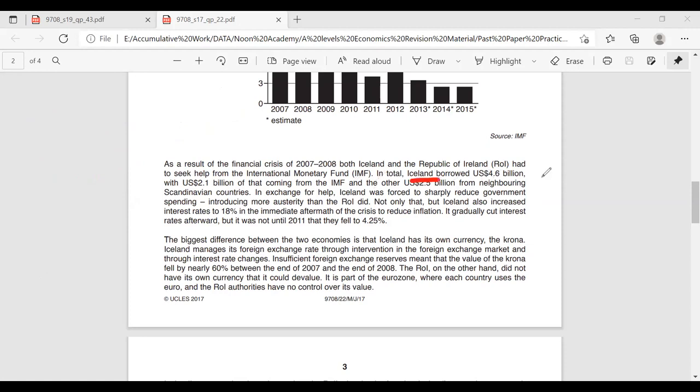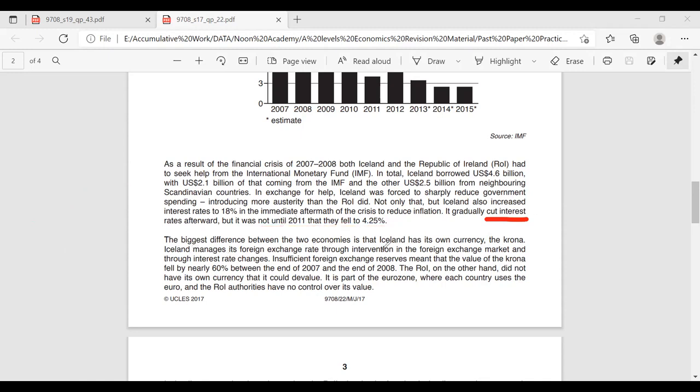Iceland took a loan of $4.6 billion, out of which 2.1 billion came from the IMF and the remaining from neighboring Scandinavian countries. In exchange for help, Iceland was forced to sharply reduce government spending. Whenever you take a loan, do you know that the IMF imposes some conditions that countries have to follow? In this case, the condition was that you will reduce government spending. Iceland also increased interest rates to 18% to reduce inflation, and it gradually cut them afterward, but not until 2011 did they fall to 4.25%.